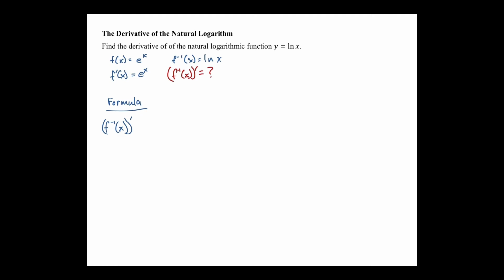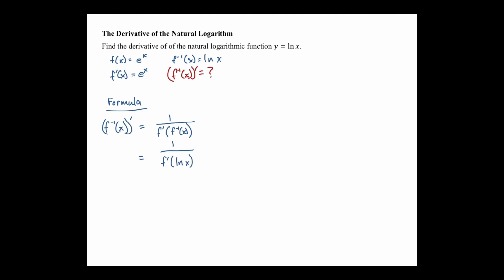Okay, so how do we figure this out? Well, this is going to be the reciprocal of the derivative of the original function evaluated at f inverse of x. Okay, well, notice f inverse of x, that is just ln of x. So it's going to be 1 over f prime of ln of x.